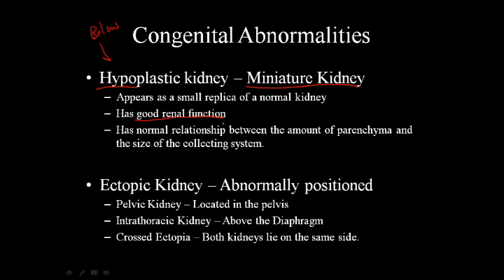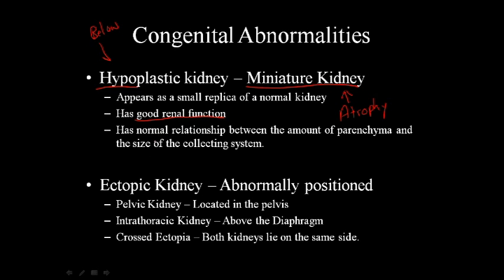Has normal relationship between the amount of parenchyma and size of the collecting system, and so everything is just scaled down, but it still functions. And so you may actually see these, and sometimes you'll see people that have atrophy, their renal system, have a kidney that's actually smaller.